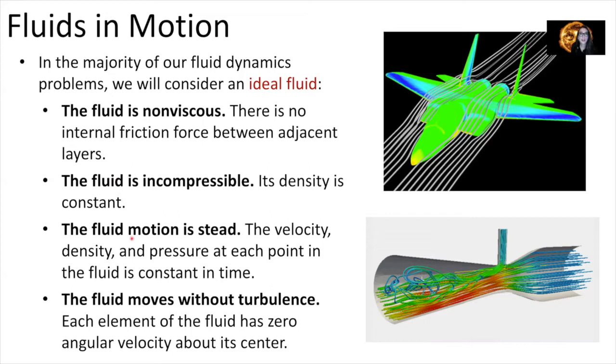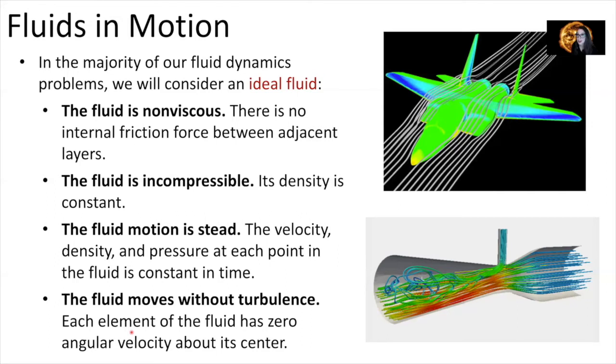The fluid motion is steady. The velocity, density, and pressure at each point in the fluid is constant in time. It's not time varying. And when you start varying all these things in time, things get a lot more complicated. That was part of my PhD too. And we assume that these fluids move without turbulence, although we will see a little bit later some examples of fluids with turbulence. So each element of the fluid has zero angular velocity about its center.